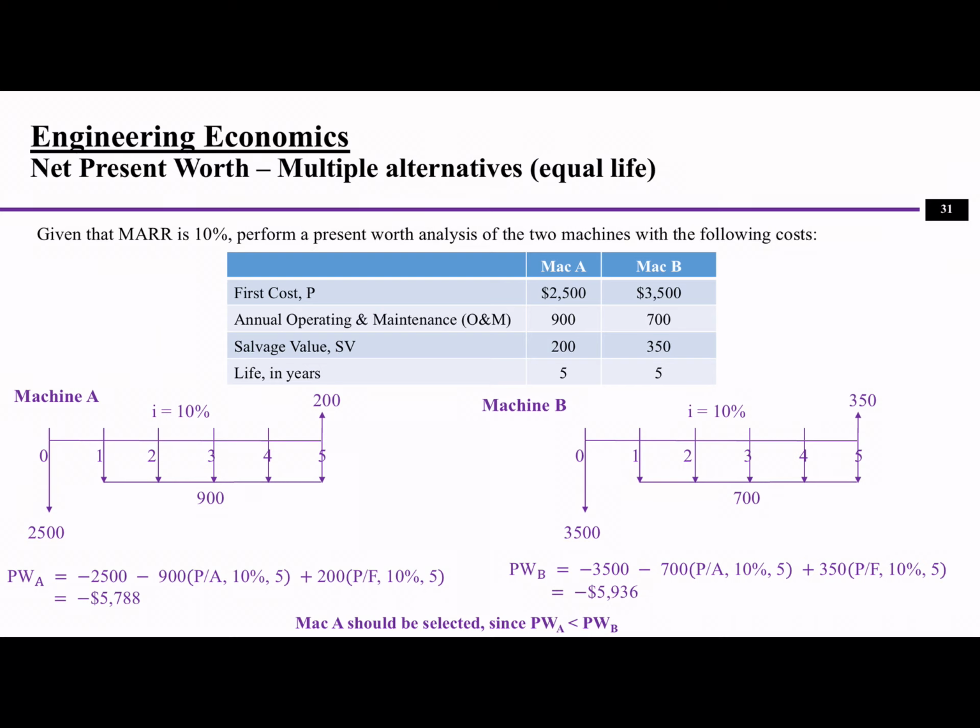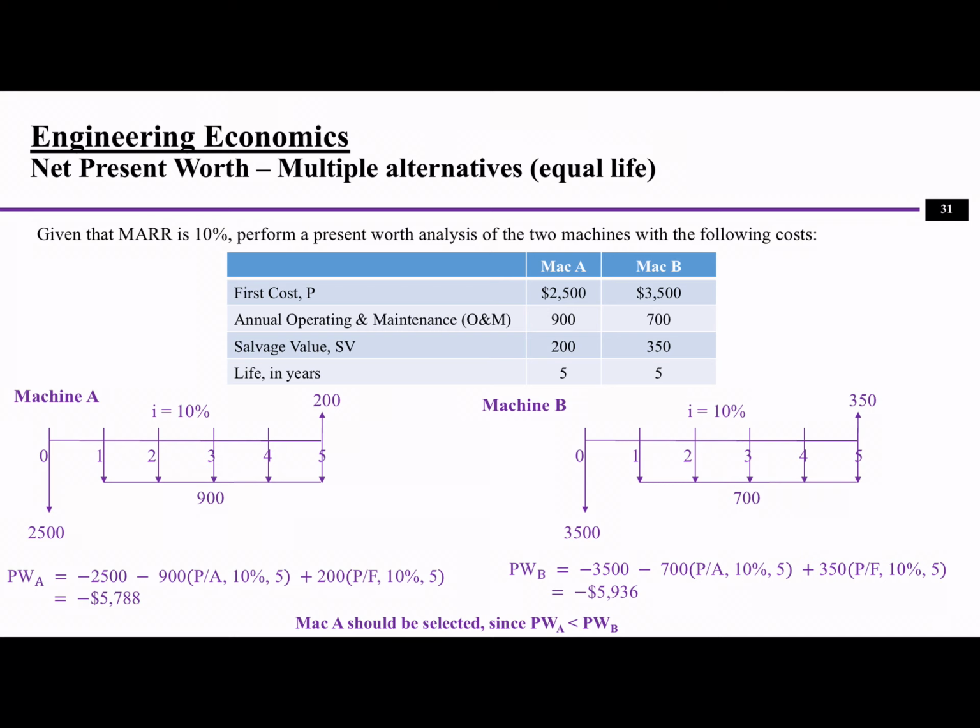All right, first, net present worth and net future worth are very, very similar. You just need to convert everything into net present worth, meaning you are converting everything to time zero. For example, this shows that given the MARR is 10%, perform a present worth analysis of the two machines with the following costs.